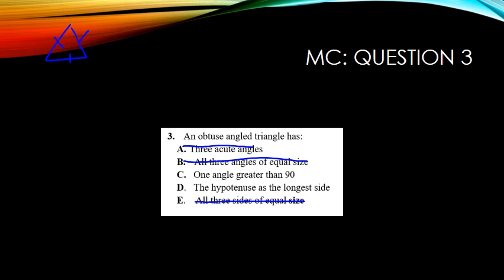The next one, 1 angle greater than 90 degrees. Well, an obtuse angle is greater than 90 degrees by definition. So I'm thinking it's probably that one. D, the hypotenuse as the longest side. Well, again, we know that a triangle with a hypotenuse is called a right angle triangle. So it's not going to be that one. So it must be C.